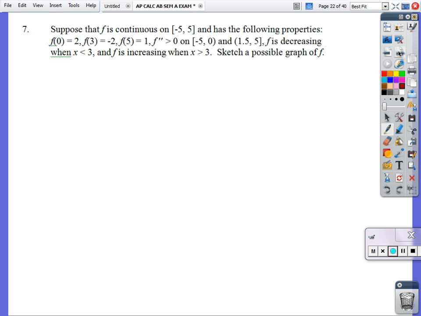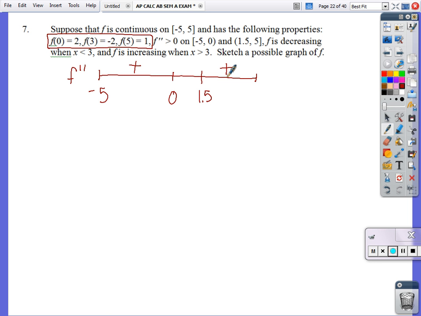Number 7, suppose there's a function continuous on -5 to 5 and has the following properties. So I get a bunch of y values. I get that f double prime, let's do a little sign chart here, is greater than 0 from -5 until 0, and from 1.5 to 5, it is greater than 0. I would assume then from 0 to 1.5, the second derivative would be negative.